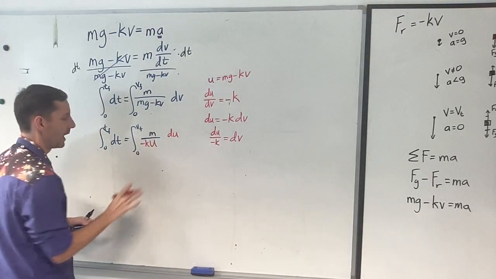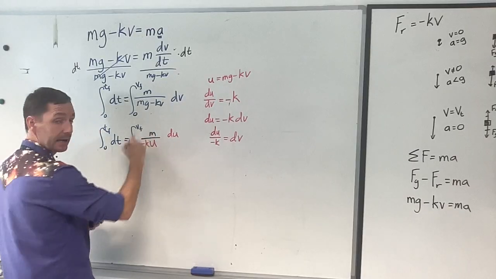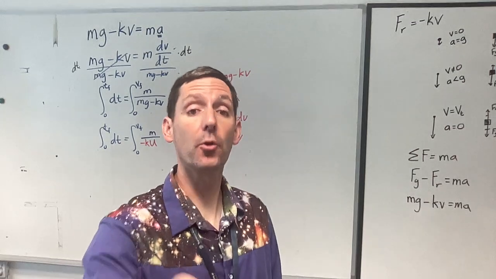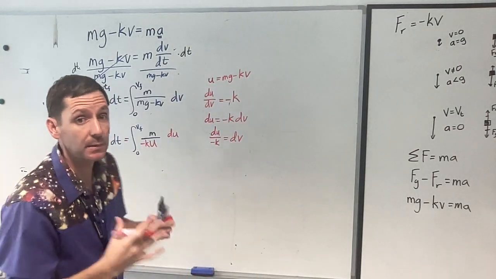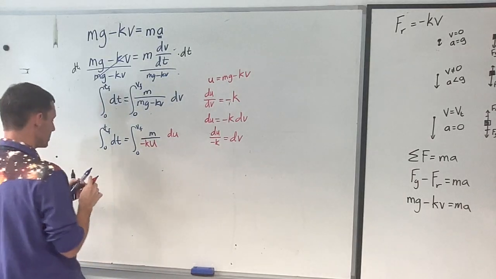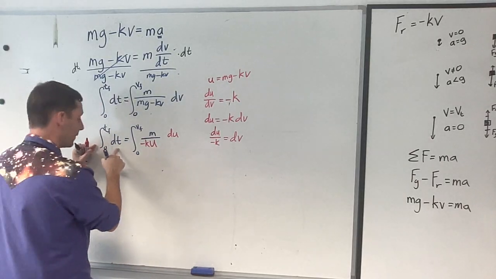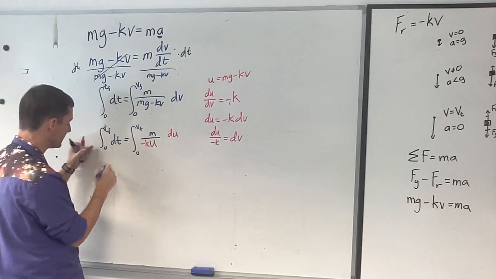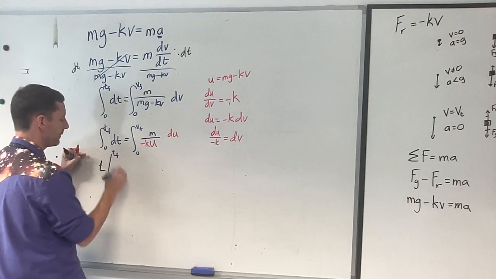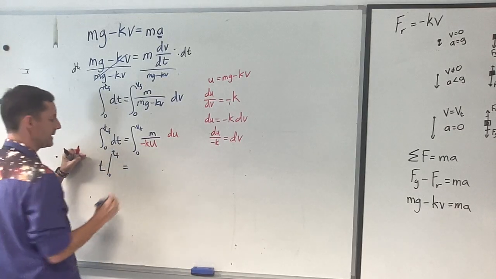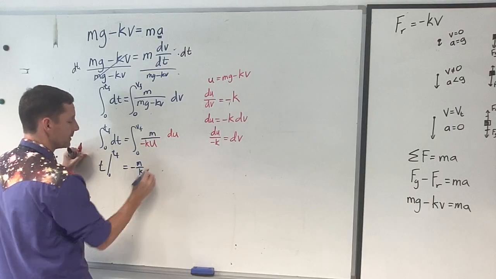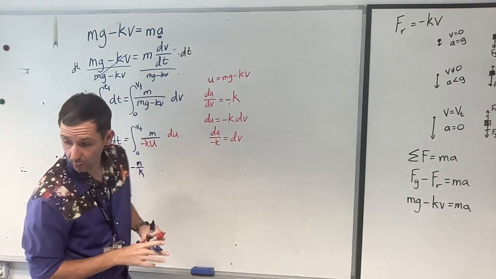Okay? And so now the m and the negative k, those are constants, so I can pull those out of my integral. And once I pull those out of my integral, I should then be able to take the integral of 1 over u. All right? So I can do the integral of dt. The integral of dt is just t. So this is going to be t integrated from 0 to tf. That's going to be equal to negative m over k times the integral of 1 over u.